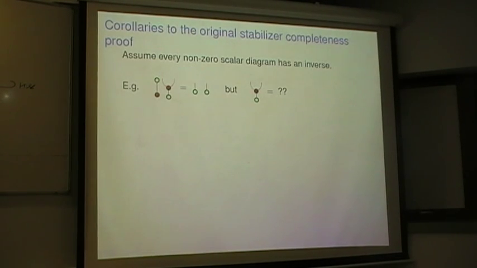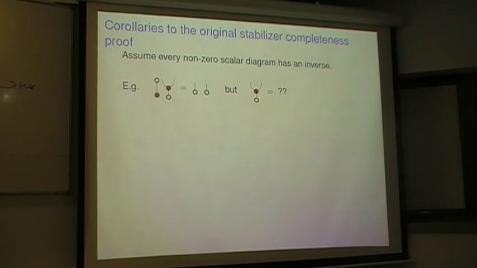So if we're now keeping track of scalars and using the scale rewrite rules, we can derive a couple of corollaries about the original completeness proof. They were kind of implicit in the original proof, but not properly stated there. But we need an extra assumption, namely the assumption that every non-zero scalar diagram has an inverse.